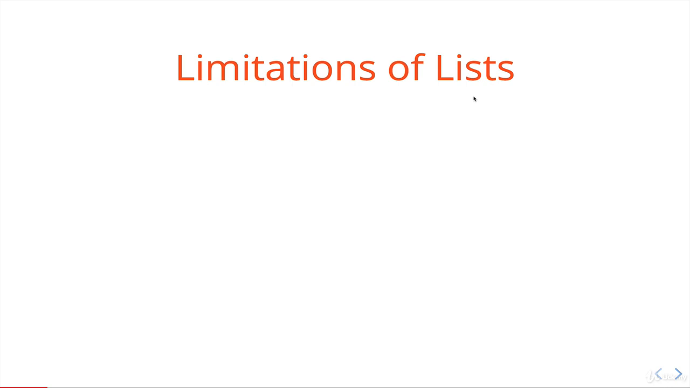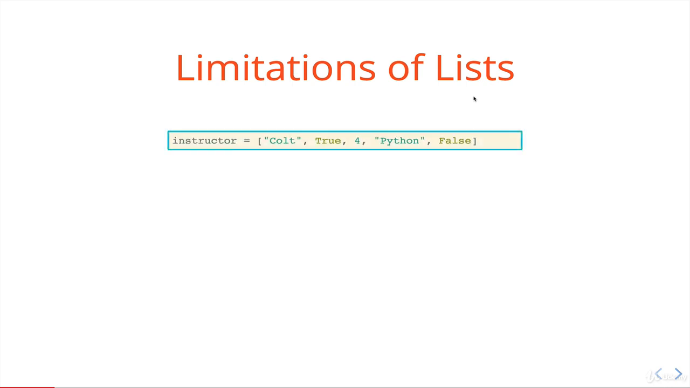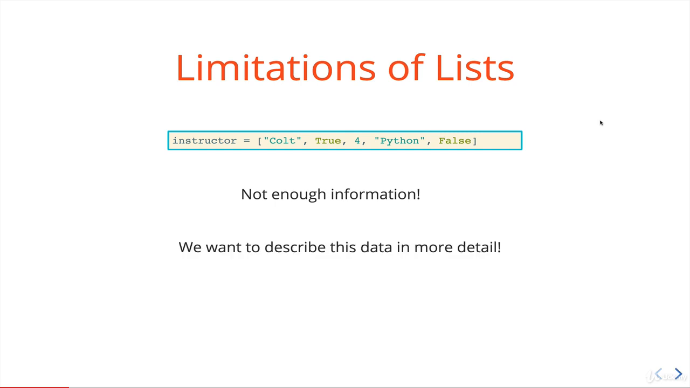But then things get a bit more complicated if we're working with data like we're trying to model an individual instructor or an individual item in a shopping cart. There's more information that we'd want to store. So, for example, what is this information here in a list? What does it represent? It's unclear what this is. We have a collection of values, a string, a boolean, a number, a string, and a boolean, but I don't know what it's referring to. We don't have enough information to make sense of it. So wouldn't it be nice if there was a way to describe this data with more detail?